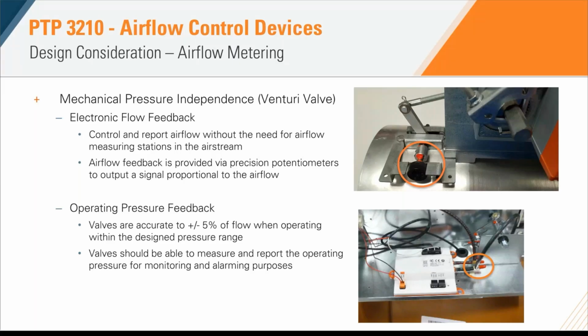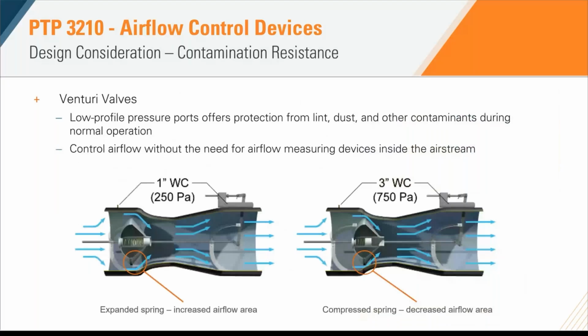The next design consideration we're going to cover is contamination resistance. With Venturi valve technology, they're typically going to use low profile pressure ports. That's what's being used to measure the operating pressure at the high and exit ports, or the inlet and exit ports. These low profile pressure ports give us protection from lint, dust, and other contaminants during normal operation of the air valve. Additionally, since we can control airflow without the need of having a direct airflow measuring device inside the airstream, that also helps minimize the risk of contamination affecting the valve's ability to control.